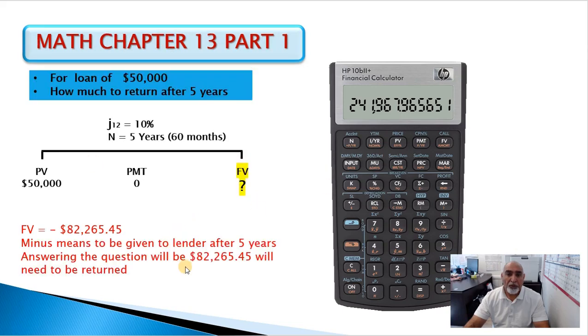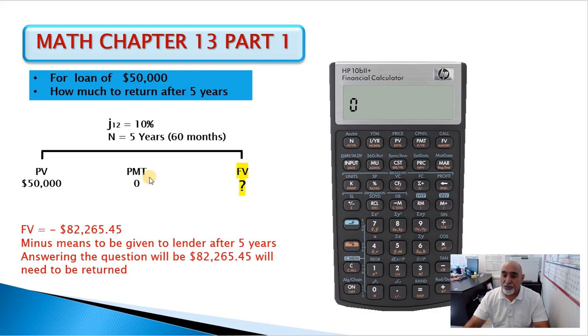Okay, so we're doing a question now. In this question, we are getting a loan of 50,000, and we want to know how much we have to return to the lender after 5 years. And in that 5-year time period, we don't give any money to the lender and we don't take any more money from the lender either. Okay, so let's do this question.